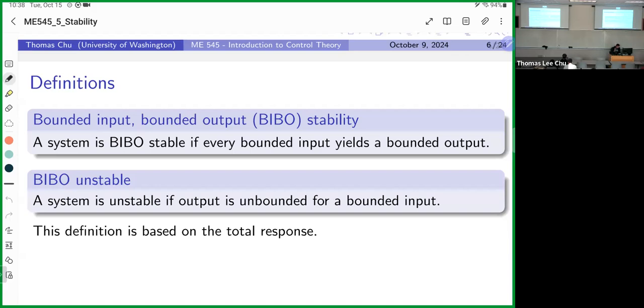Bounded input, bounded output unstable means a system is unstable if the output is unbounded for a bounded input. And this definition means that if you have any kind of input that is bounded and the output becomes unbounded, then that is unstable. Bounded input, bounded output, unstable. And this is based off of the total response. So this accounts for the input.